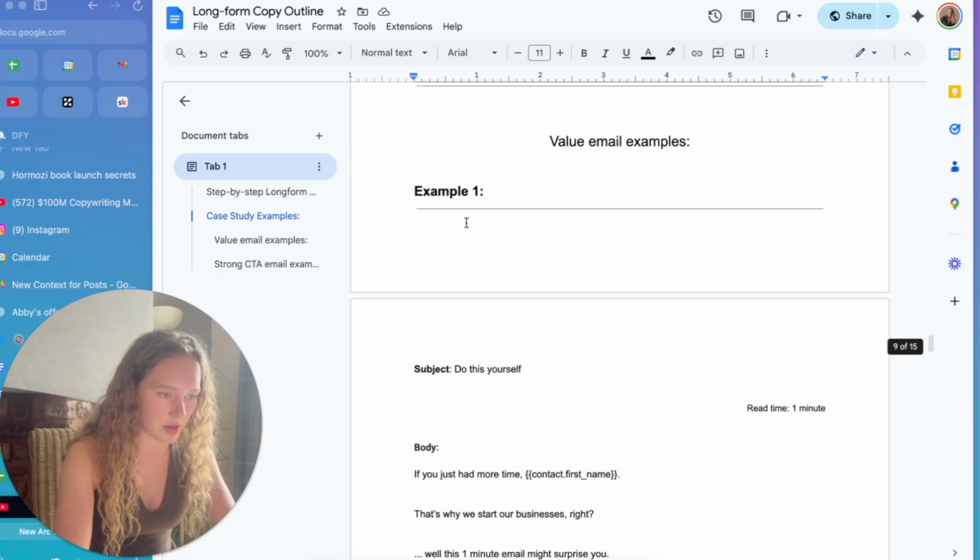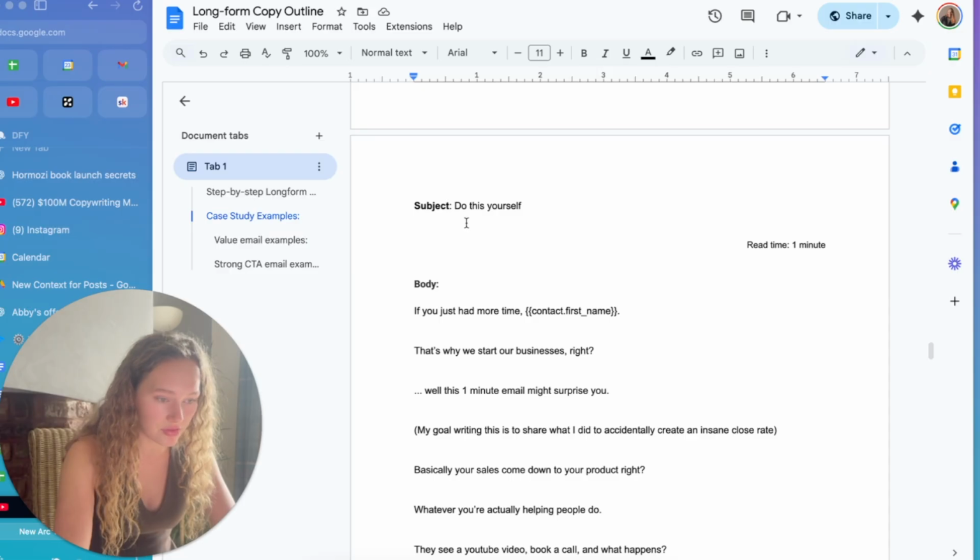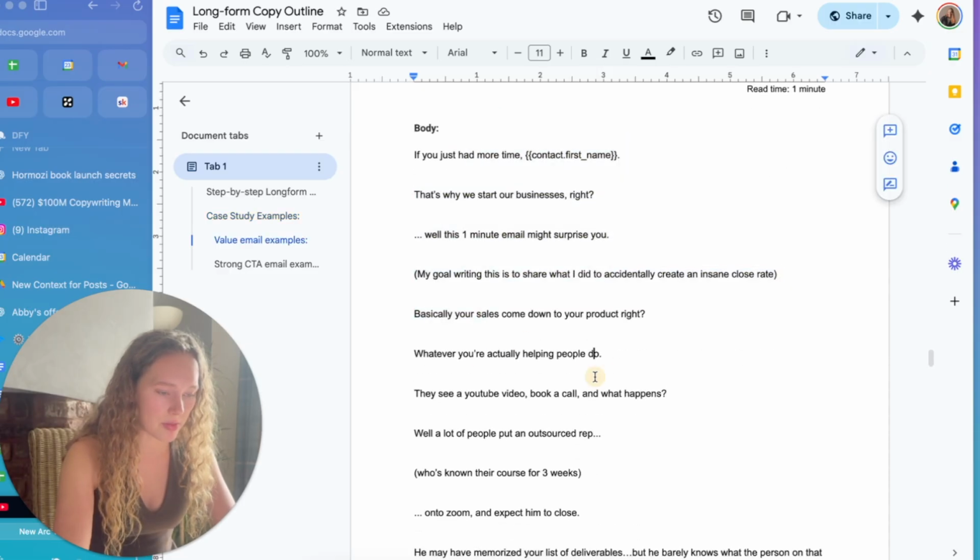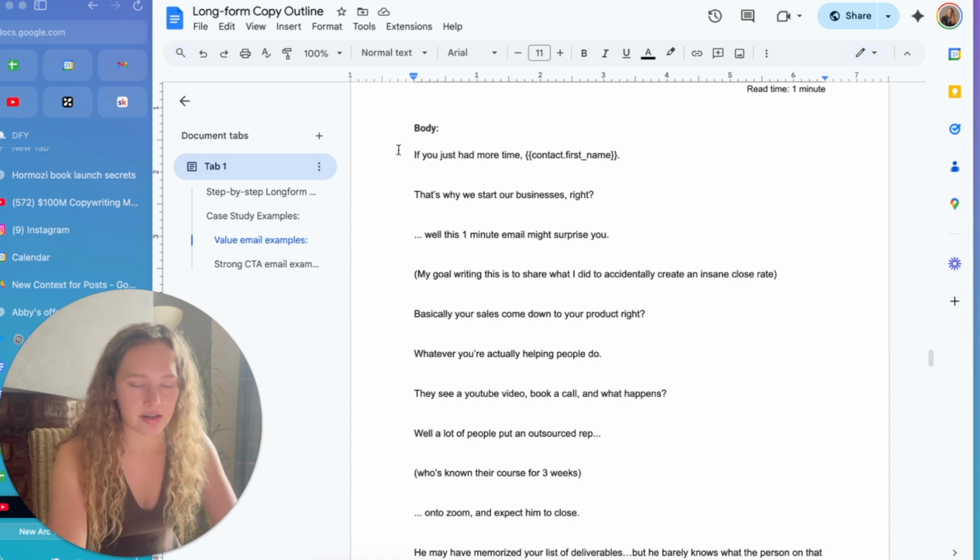This is another example of one of his emails, and then I'm going to try and find one of the ones I've written myself, because I know I have a couple in here. This is one of the best performing emails that I wrote for one of my clients, Max Pearson, and I'll just go through this and break it down as I do.